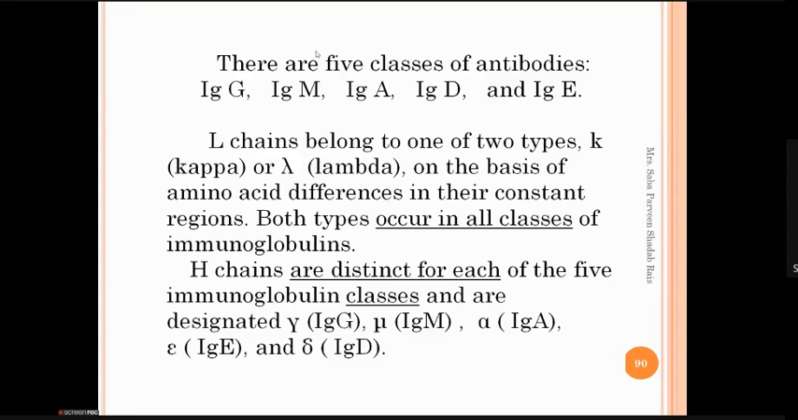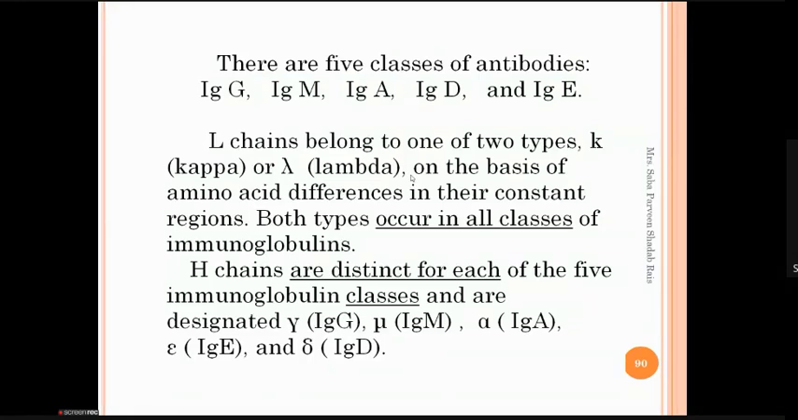It can be either kappa or lambda, but both light chains will be identical. It does not mean that one light chain is kappa and one is lambda. It is absolutely not like that. We have seen in the basic structure that the two chains are always the same, so either it will be kappa or lambda. On the basis of amino acid differences in the constant region, both types occur in all classes of immunoglobulin. It is not like kappa is limited to IgG and IgM and lambda to others. It is absolutely not like that.